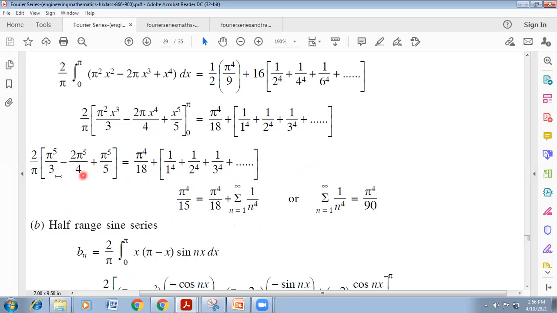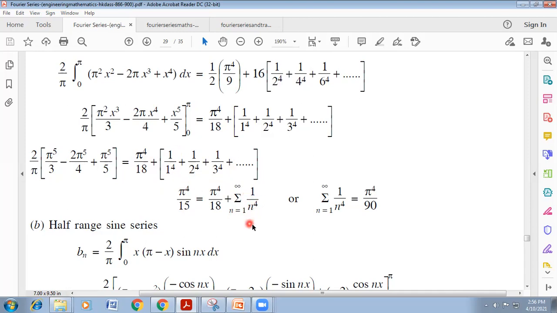What will be? 60. Okay, 60 will be the LCM. Then dividing with the denominator and multiplying with the numerator, after simplification we get 5^4 by 15 equals 5^4 by 18, and this series can be written as summation n equals 1 to infinity 1 by n to the power 4.